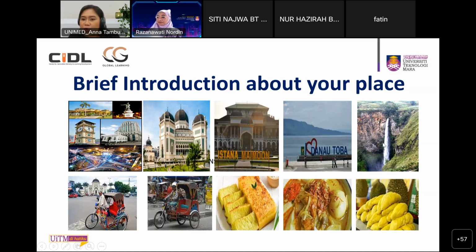And here is the waterfall, called Sipiso Piso waterfall. It is one of the tallest waterfalls in Indonesia. The name Sipiso Piso means like a knife. It is 120 meters high and located in Tongging village, 45 kilometers from Brastagi at the northern end of Lake Toba, and it takes around 3 to 4 hours from Medan. And this one we call Becak Dayung, pedal rickshaw, and this one is Becak Motor, motorcycle rickshaw.